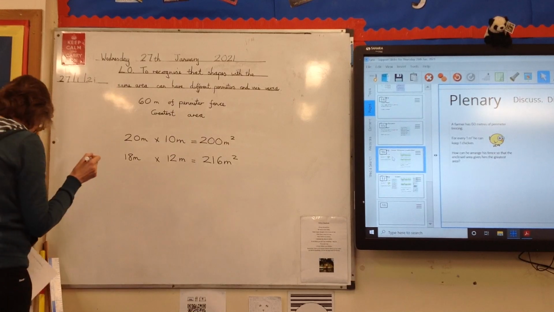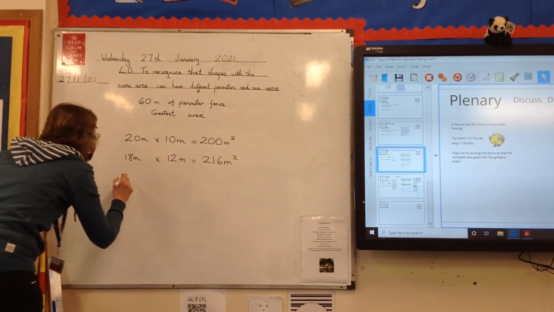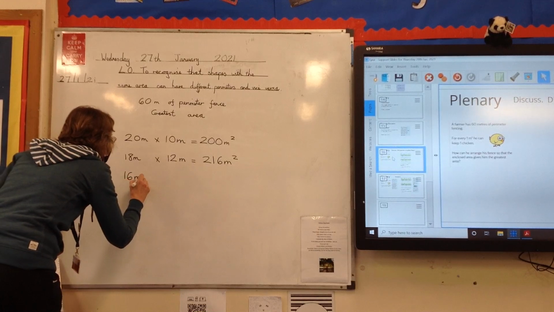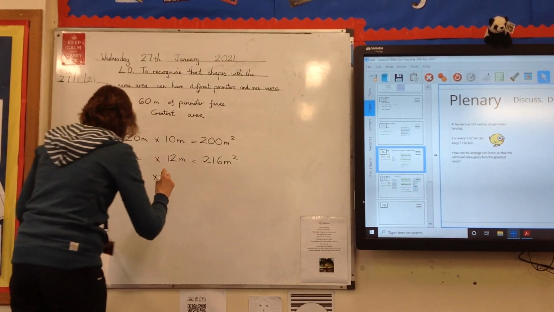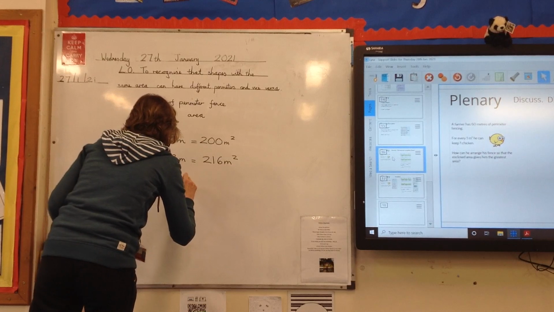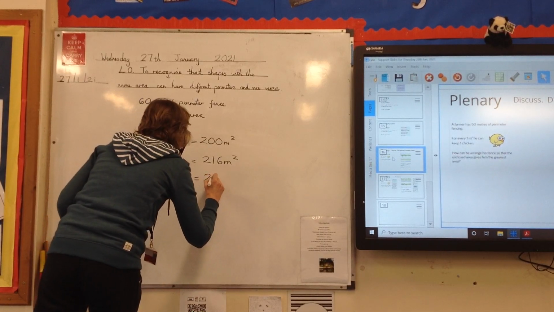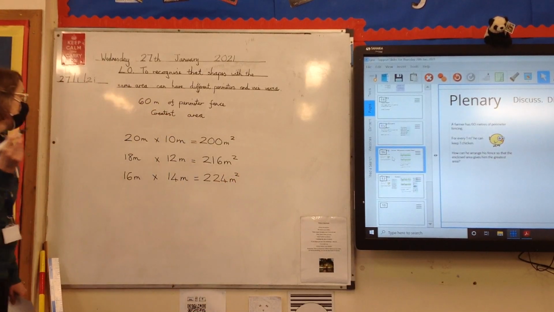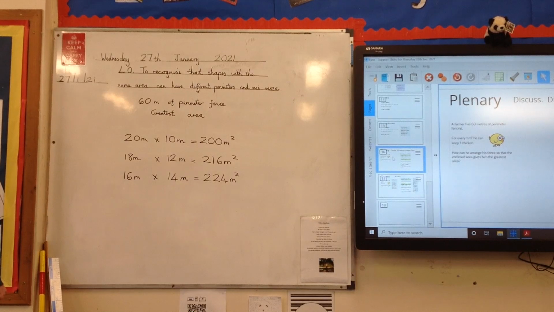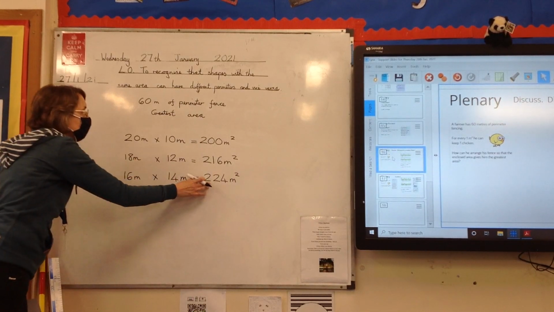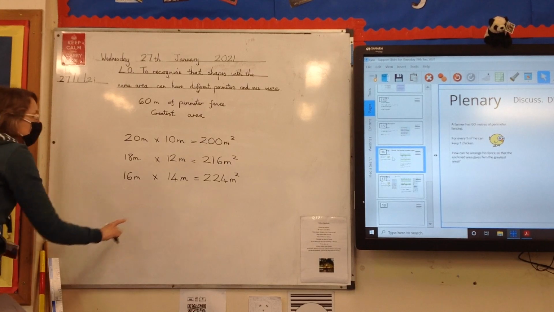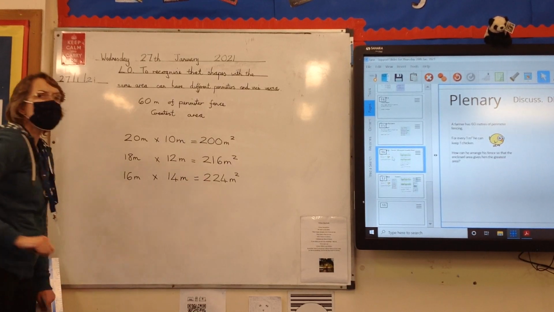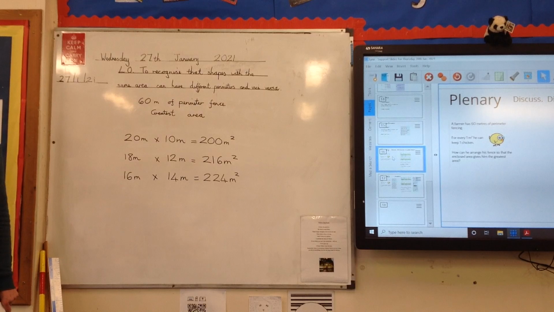So I'm going to try the same again, and I'm going to reduce that one by 2, to 16 metres, and increase this one by 2, which would be 224 metres squared. So, is that better? Yes, because I can keep more chickens now. I've made a bigger area, so I can keep more chickens. I wonder if I can improve on it again, or whether I have got the largest field that I can make.